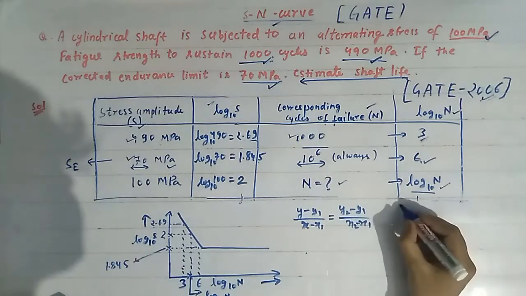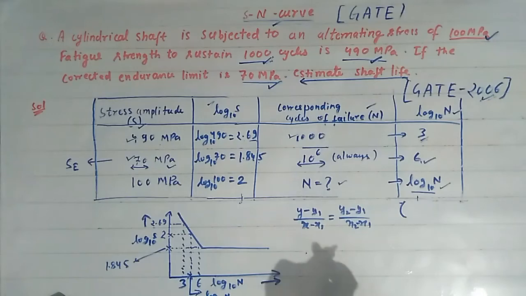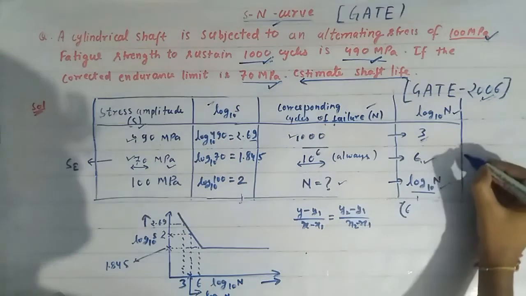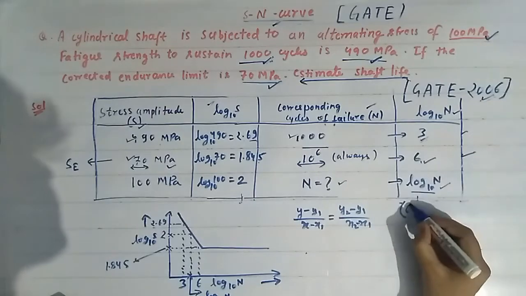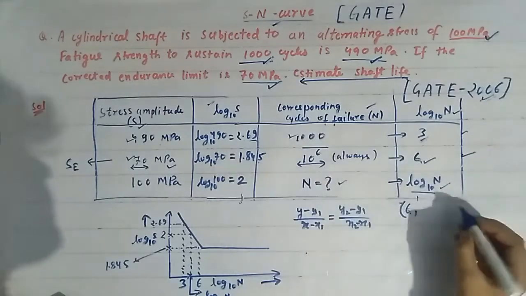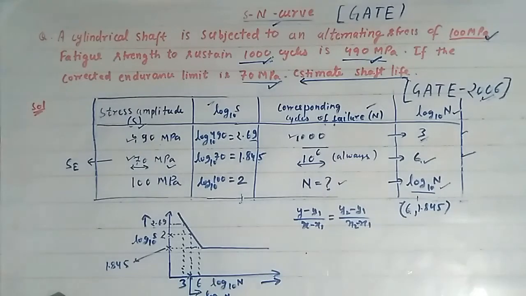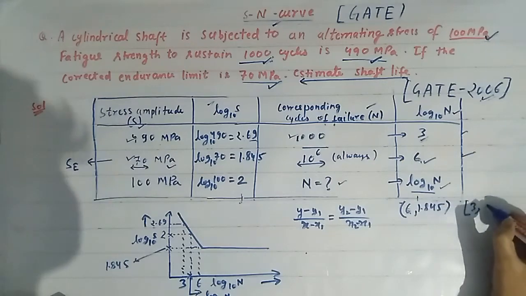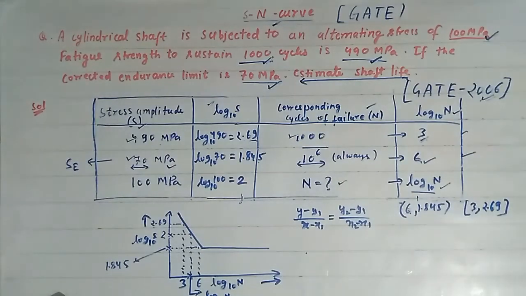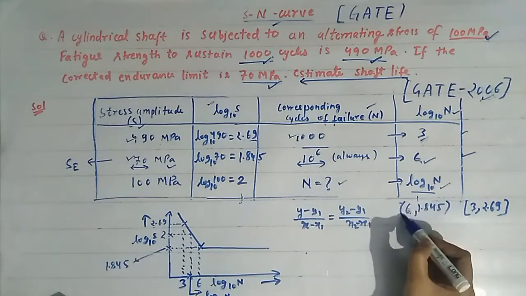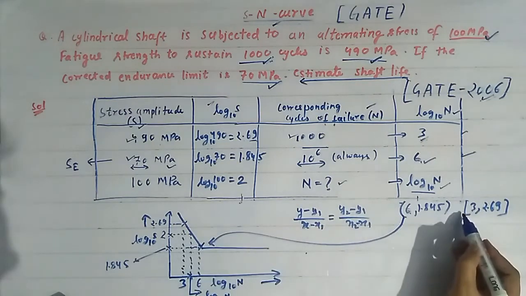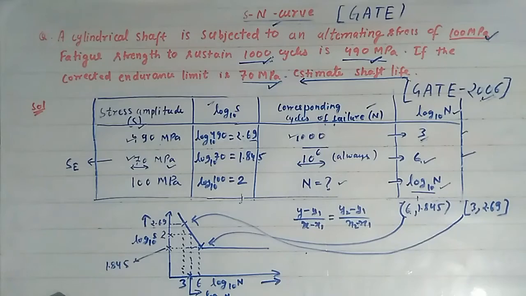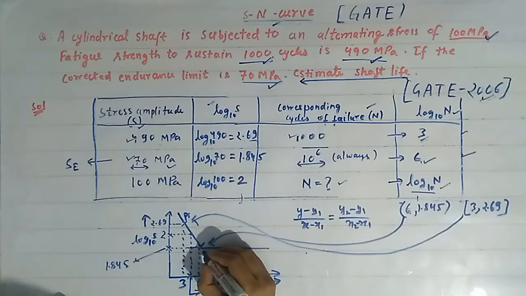Now friend, we know the coordinates of the 2 points, that is, this point and this point. The coordinate of this point is (6, 1.845), and the coordinate of the second point is (3, 2.69). Okay, so these 2 points are lying here and here. So this is a straight line which is denoted by AB.